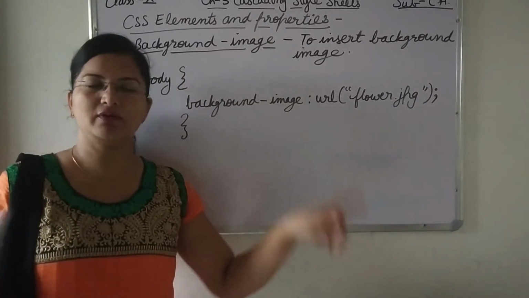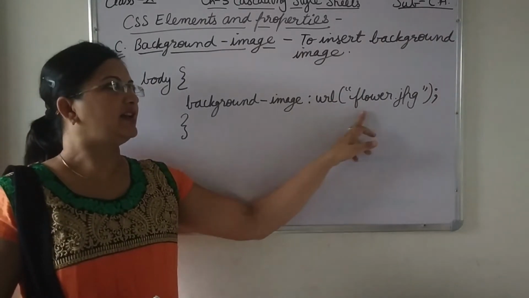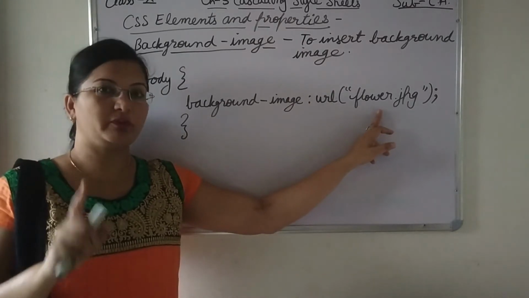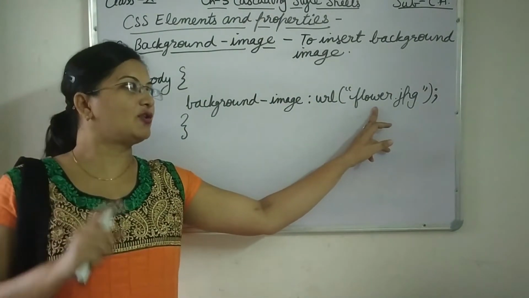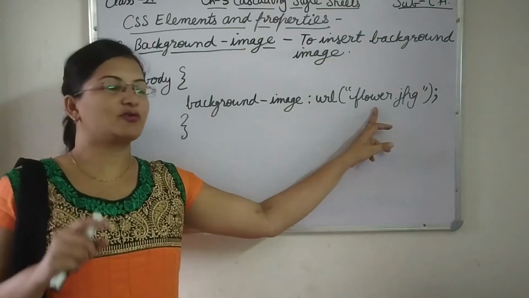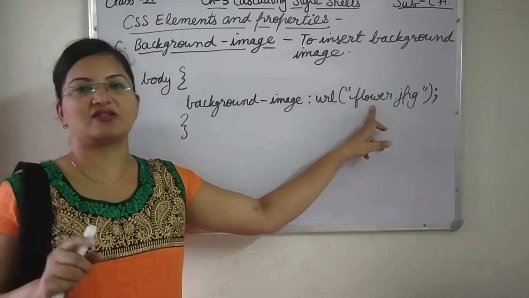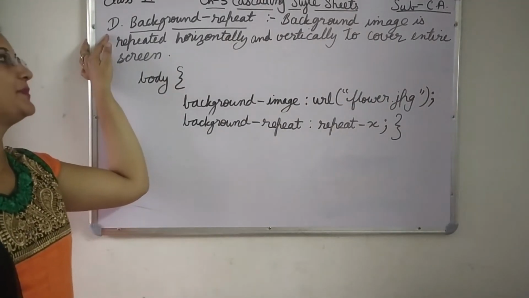Like, if in the whole web page we want a flower background, then we can insert an image like this. But the image should be there. Remember, you have to download the image. If it is not with the same name, then you should rename it to flower.jpg, or otherwise you change the name here. Next property is background repeat.